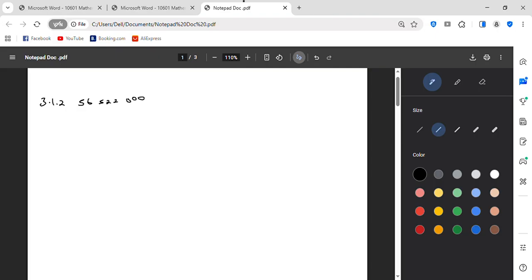So I'm showing the answer here because I've already displayed my calculations on the other side, how to calculate. All right, let's go to 3.1.3.